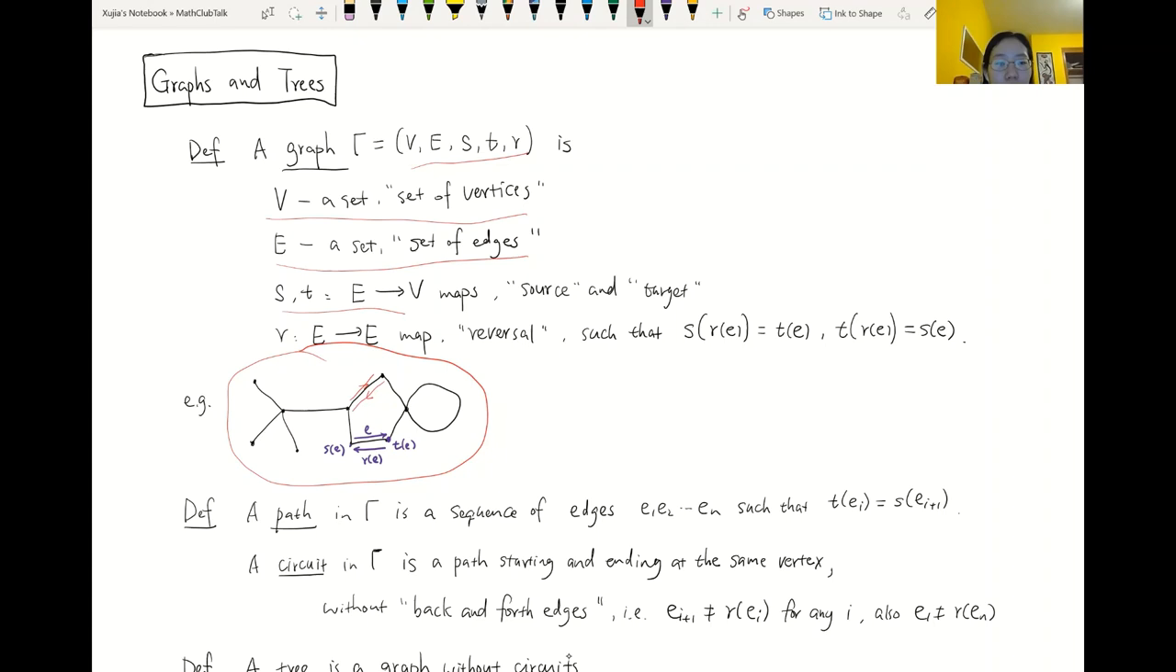So for example, if you have this edge, it's actually two edges, this edge here and this edge here. The source map S maps this edge to this element in the vertex set, which is where this edge is from. And T is the target map, it maps this edge to where it goes. And we have this reversal map, which maps this edge to this edge, which is basically the same geometric object, just with orientation reversed.